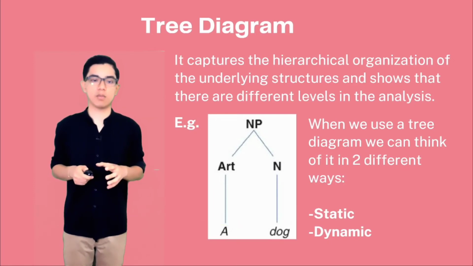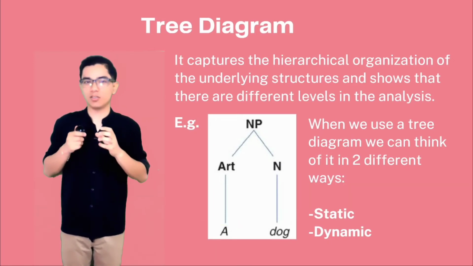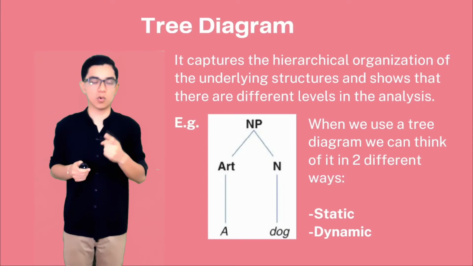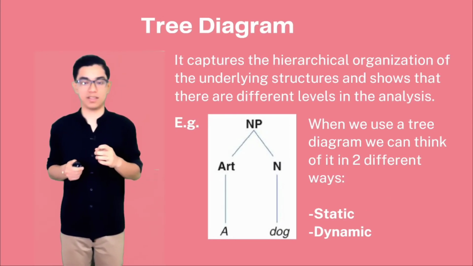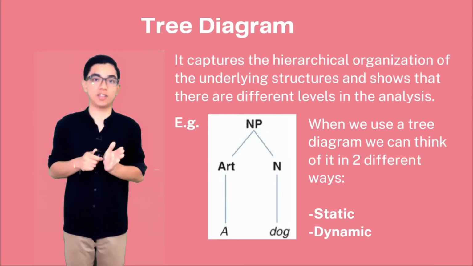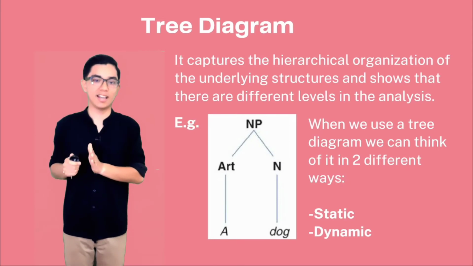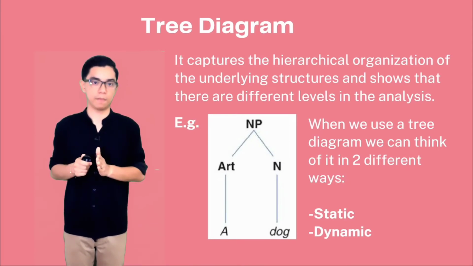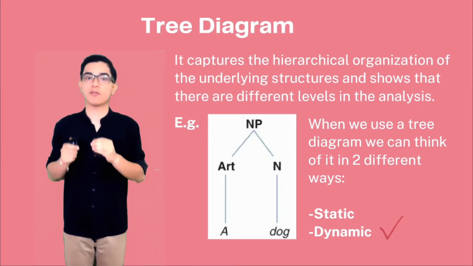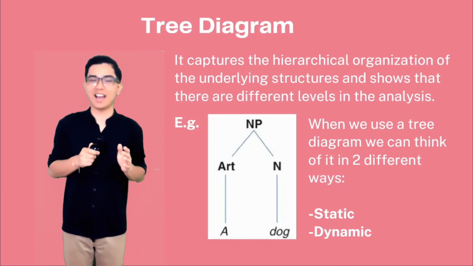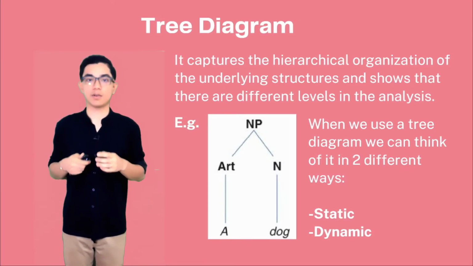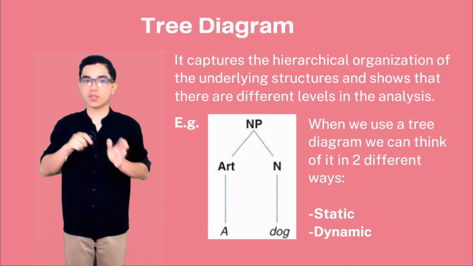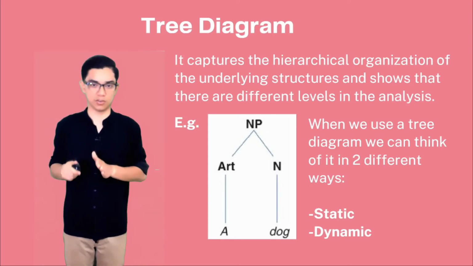Then we use a tree diagram. We can think of it in two different ways. Number one, a static representation of the structure of the sentence shown at the bottom of the diagram. Number two, a dynamic format that represents a way of generating a very large number of other sentences with similar structures.